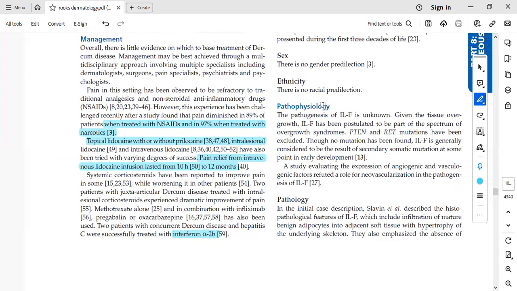The pathogenesis of ILF is unknown given the tissue overgrowth. ILF has been postulated to be part of the spectrum of overgrowth syndromes. PTEN and RET mutations have been excluded, and no mutation has been found. ILF is generally considered to be the result of secondary somatic mutation at some point in early development. A study evaluating the expression of angiogenic and vasculogenic factors refuted a role for neovascularization in the pathogenesis of ILF.